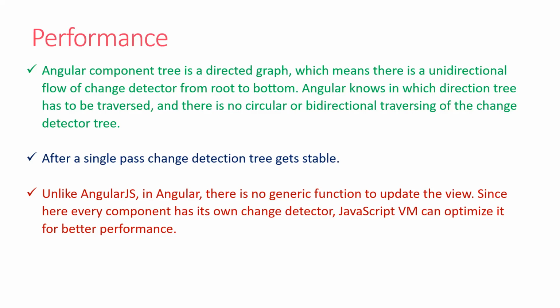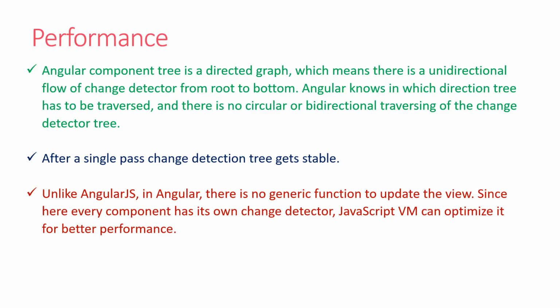So every view was going to the one function, and that one function was taking care of updating the view. However, as we just saw, in Angular we do not have one centralized generic function. Every component has its own change detector. So that change detector, as you saw, we can detach. We can improve the way that change detector is behaving and all that.